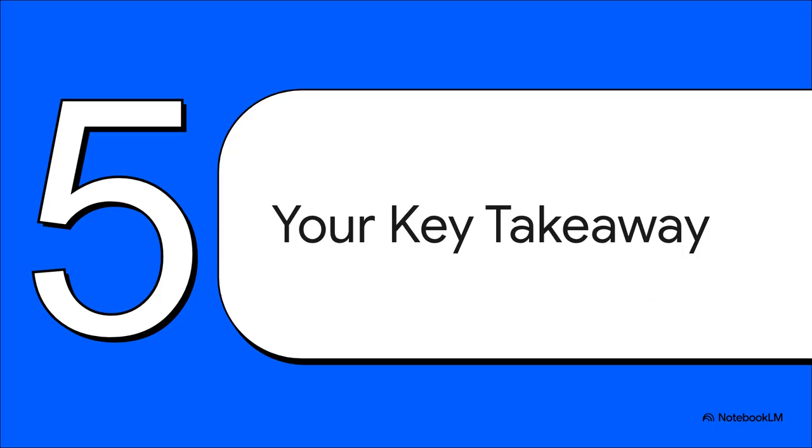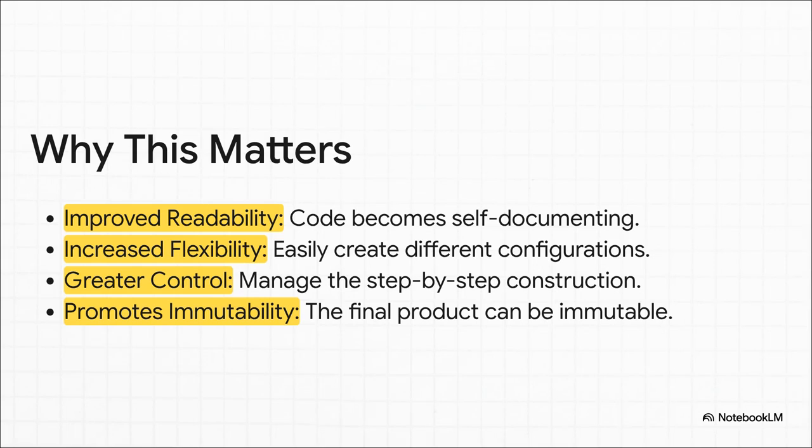All right, let's bring this all home. If there's one thing you should remember from all of this, what should it be? Let's get to the key takeaway. So why does all this matter so much? Well, for one, readable code is maintainable code. A new developer can look at a builder and know exactly what's happening. You also get incredible flexibility. You can add new options and configurations without ever touching or breaking your old code. And here's a huge bonus. Because you set everything up before the final object gets created, you can make that final object immutable. And that just leads to safer, more predictable, and way more robust code.